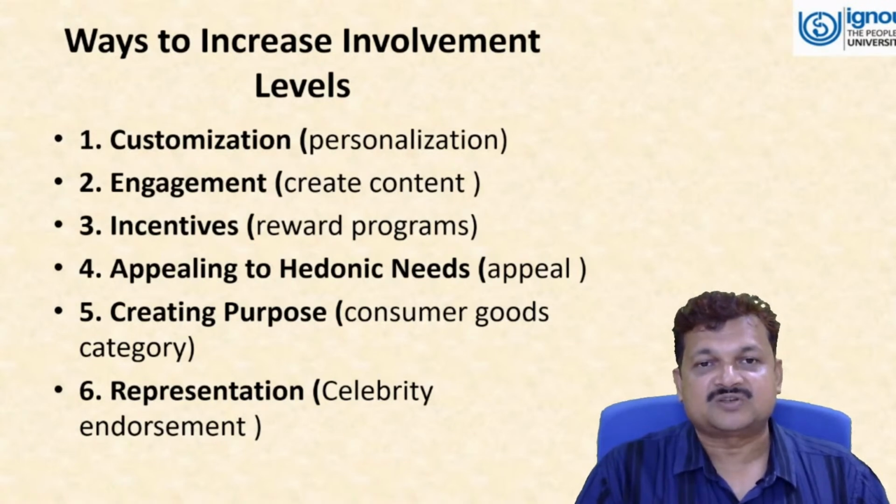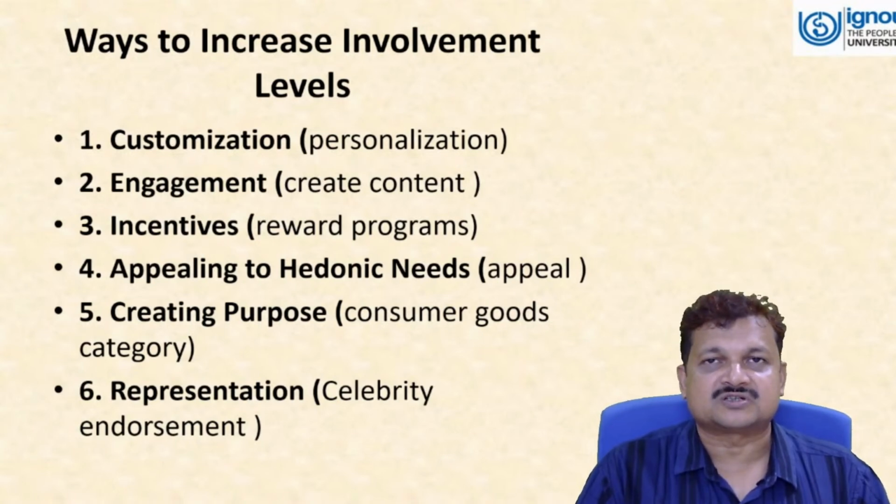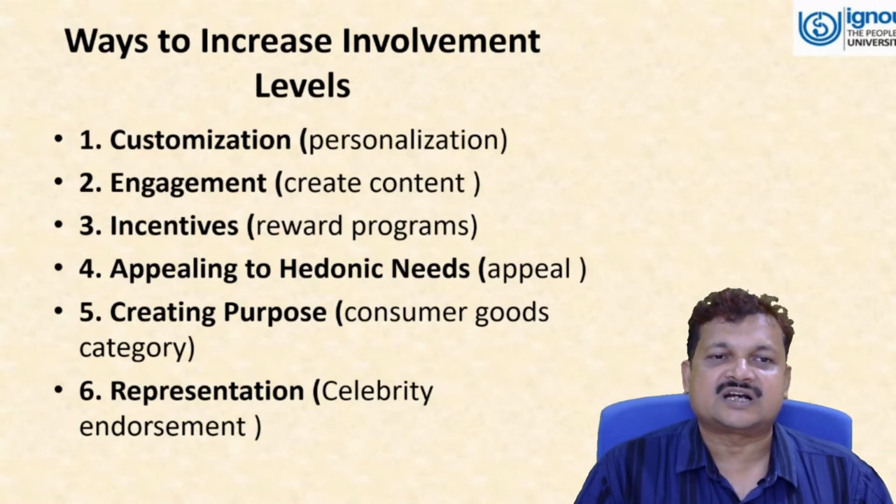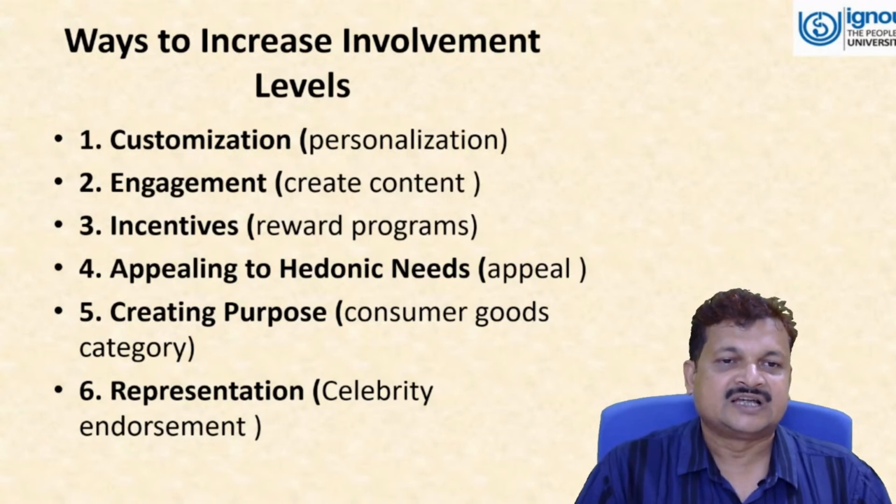Incentives: try to give different kinds of rewards with this particular product so that the involvement of the customers will be very high. Appealing to hedonic needs: different kinds of appeals are used in advertisements, in the Indian context also. The emotional appeal, then peer appeal, this kind of thing we try to do so that needs can be satisfied, and it will be better. Creating purposes, consumer goods and categories. So what is the purpose of purchasing this particular kind of product?